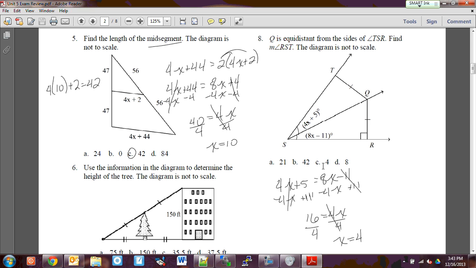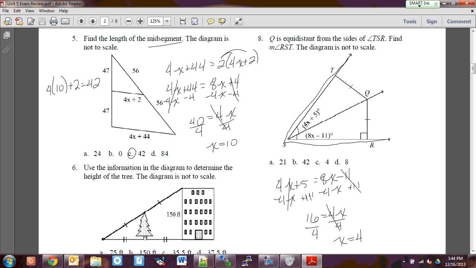Now, we're not done yet. Even though 4 is an answer, we're not done yet, because we need to find the measure of angle RST. So we want the measure of this entire angle. Now, the easiest thing to do is only plug into one of these, because we know that both of these are going to be the same thing. So all we got to do is find one and double it, and we got the angle.